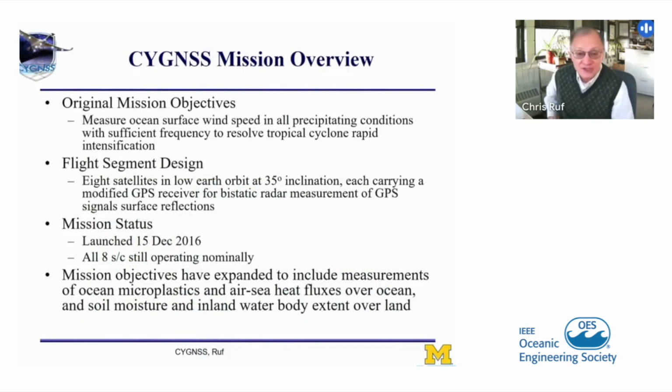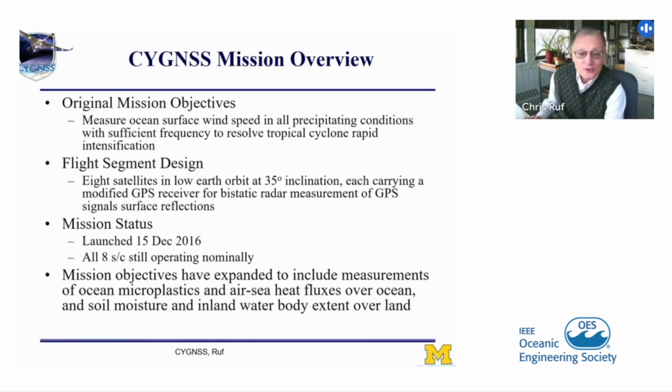So the original CYGNSS mission was intended to measure ocean wind speed, and in particular measure ocean wind speed in tropical cyclones and typhoons and hurricanes. Because of this particular application, there were several features of the mission design that were considered high priority. One of them was having many satellites. So there's 8 satellites in this constellation, and we needed many satellites in order to be able to have a high revisit time everywhere in the tropics, so that we could see rapid changes in the development of the storms.